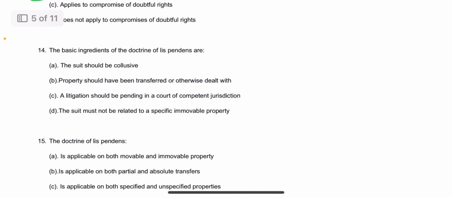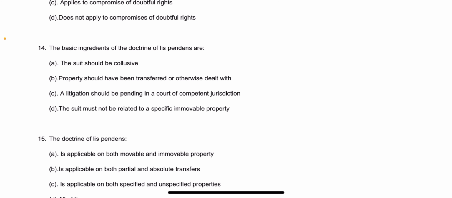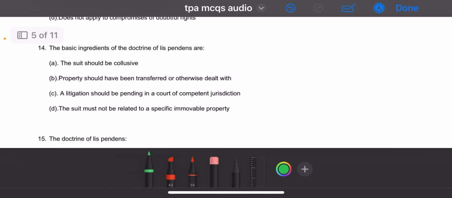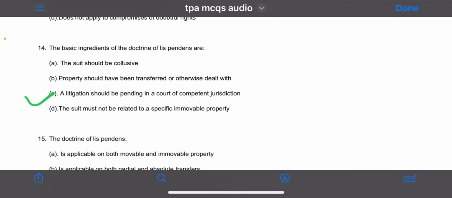14th is, the basic ingredients of the doctrine of lis pendens are. The options are A, the suit should be collusive. B, property should have been transferred or otherwise dealt with. C, a litigation should be pending in a court of competent jurisdiction. D, the suit must not be related to a specific immovable property. So the correct answer is C. A litigation should be pending in a court of competent jurisdiction.